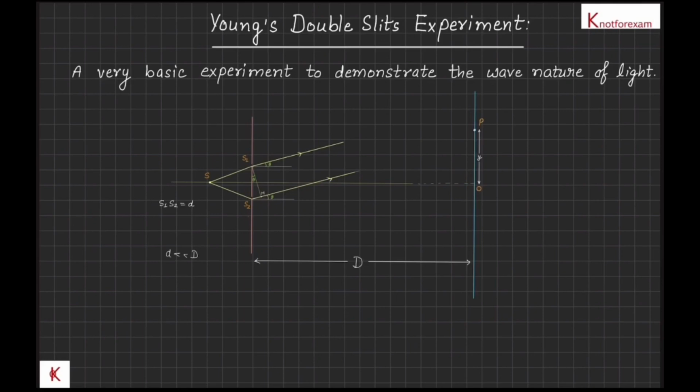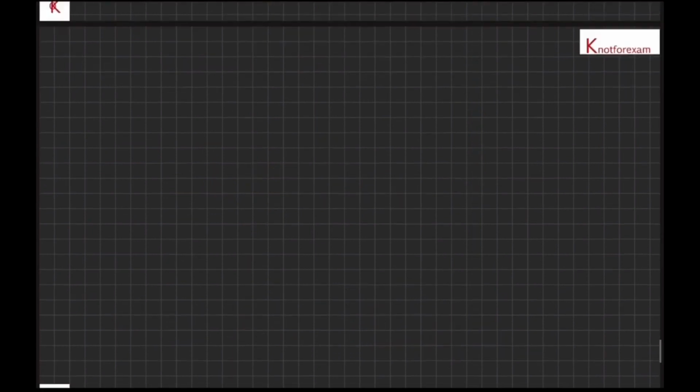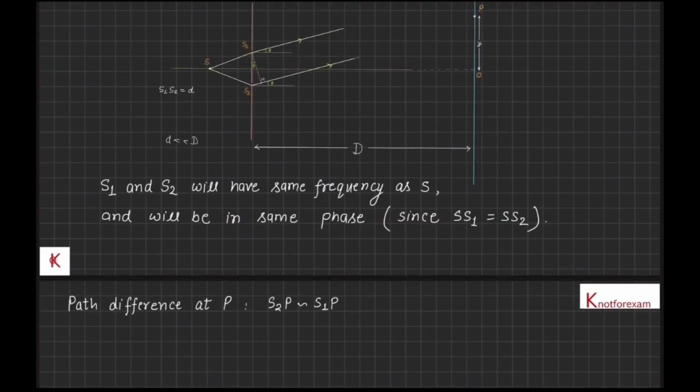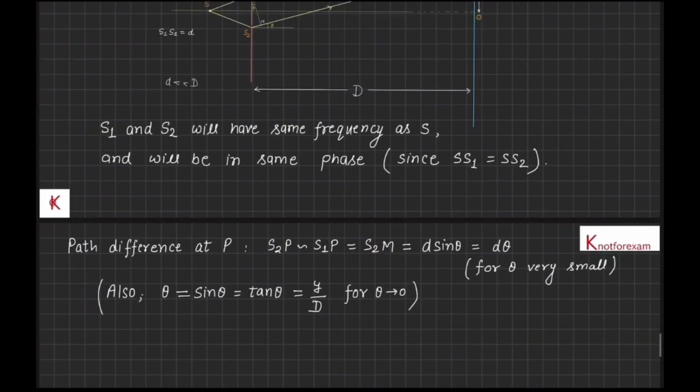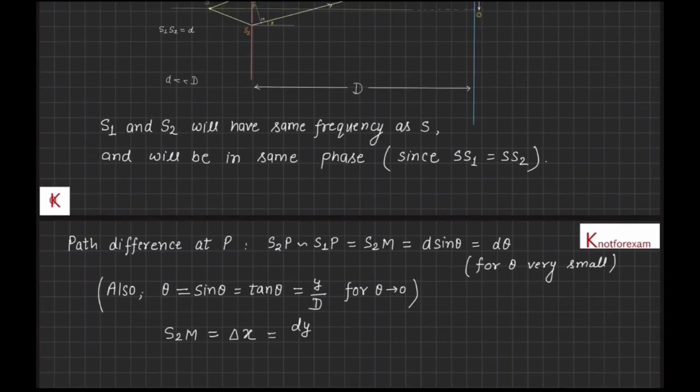Also, if P is very near to the center of the screen, that is y is very small, then theta will be so small that we can take sin theta equal to tan theta equal to theta. Now, the geometrical path difference of waves at P, which will also be the optical path difference in this case, will be S2P minus S1P, that is S2M, which is equal to S1S2 sin theta, or d sin theta, which will be equal to d theta. For theta very small, theta is equal to sin theta equal to tan theta equal to y upon D. Therefore, the path difference S2M, let us denote it as delta x, is equal to dy by D.